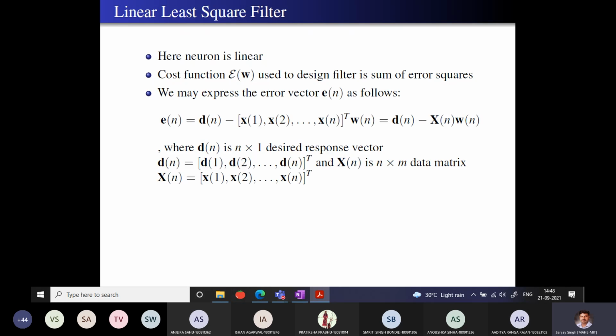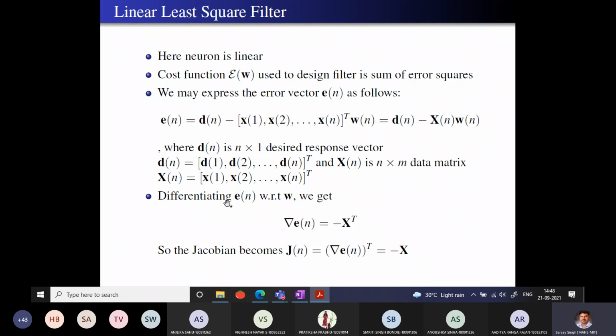So same thing. We may express the error vector e of n as the desired vector minus the actual output. So actual output means this one. This is the nth component, whatever w n, so we can write d n minus x n w n, and these are the response vector, etc.